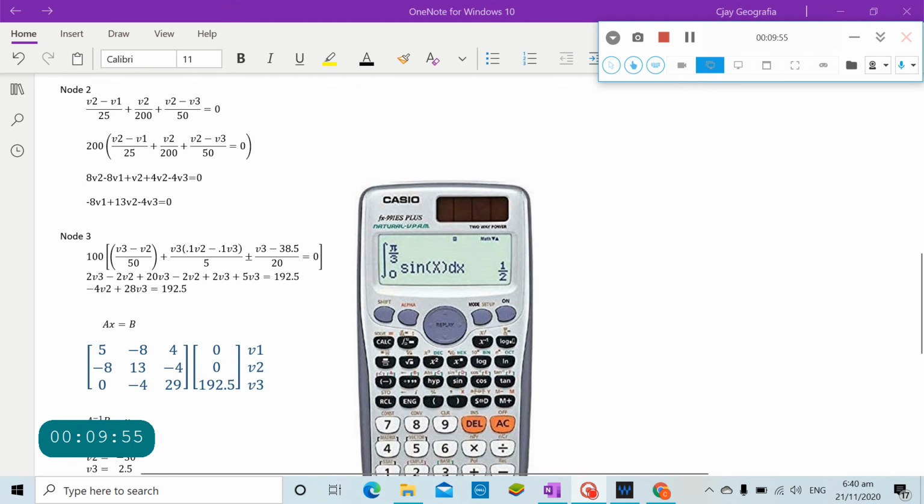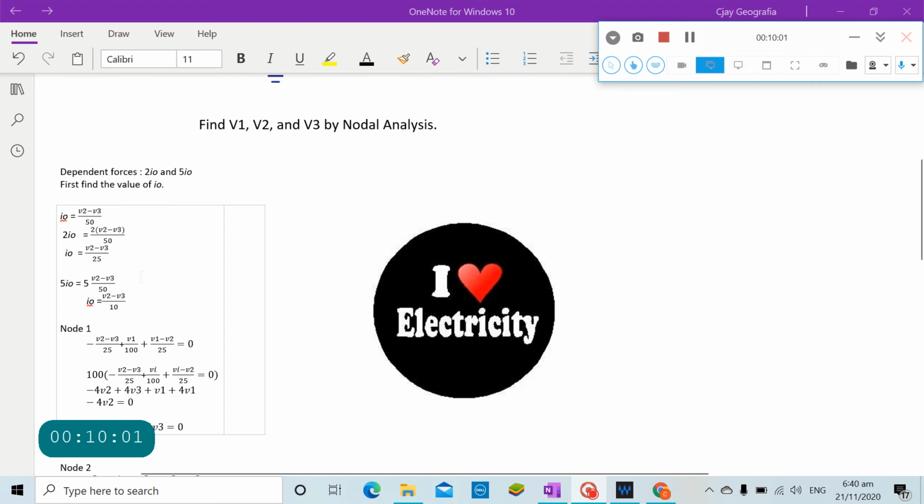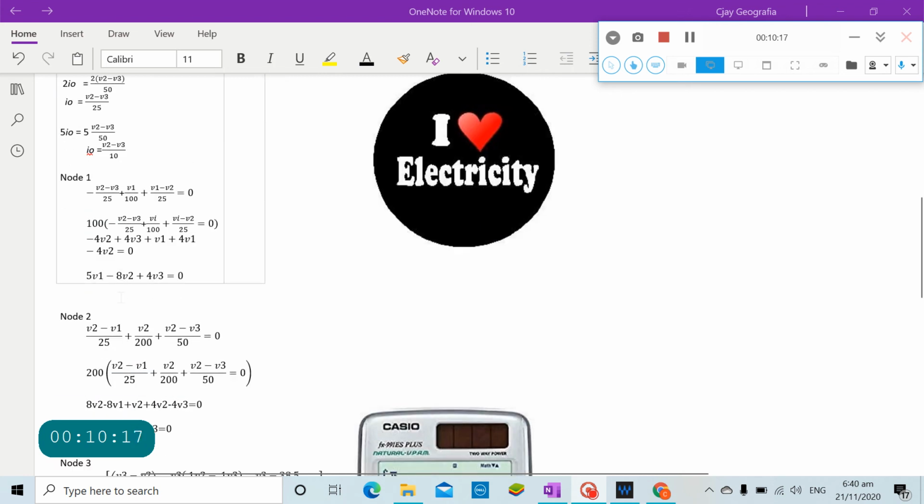Again, if you wonder how 0.1 V2 and 0.1 V3 come up here, as you can see, as we recall, the current for the 5 is equal to V2 minus V3 over 10. So we have to put the 1 over 10, which is 0.1 here, distributed to each term V2 minus V3.